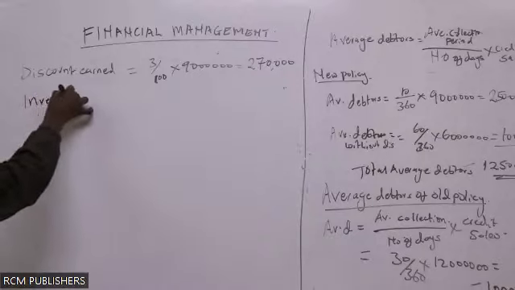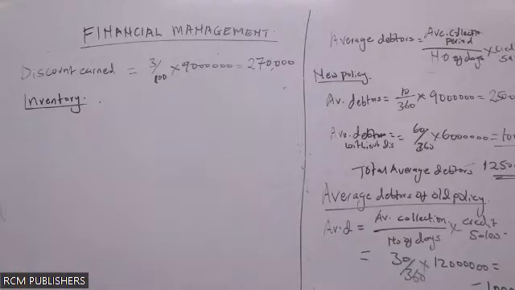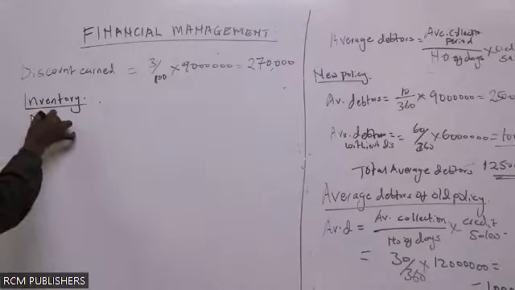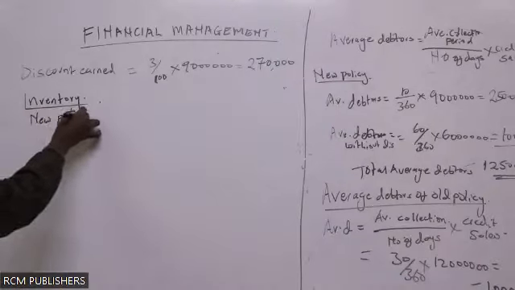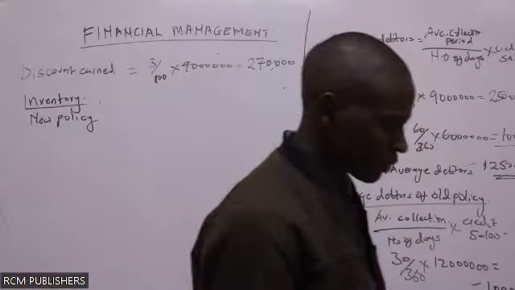From that point, we can look at the inventory so that we are able to compute the opportunity cost. Let's see the inventory for this, inventory for the new policy. Unajua inventory ni ile working capital.